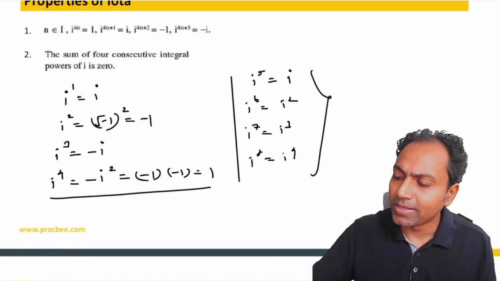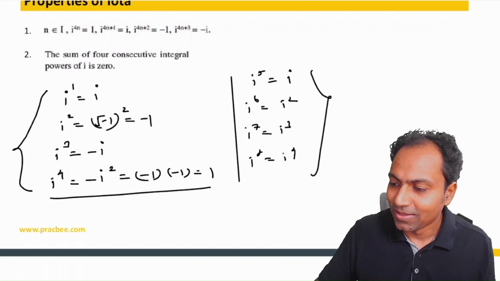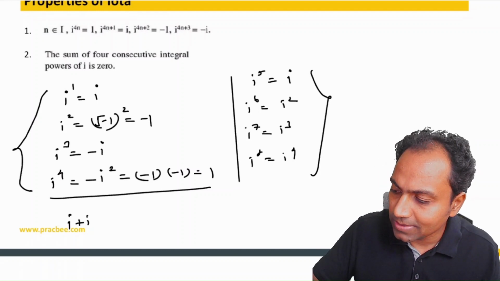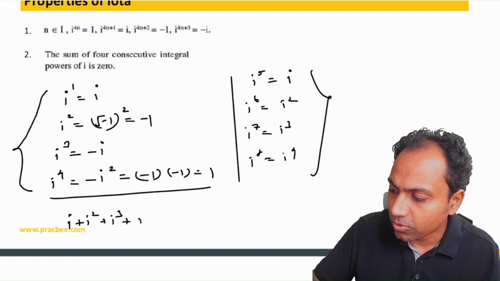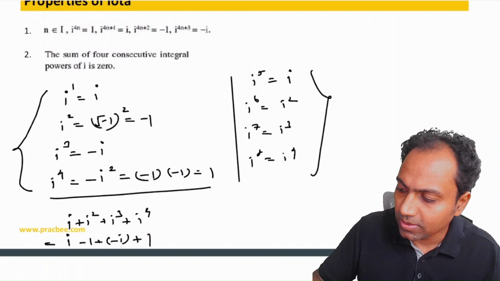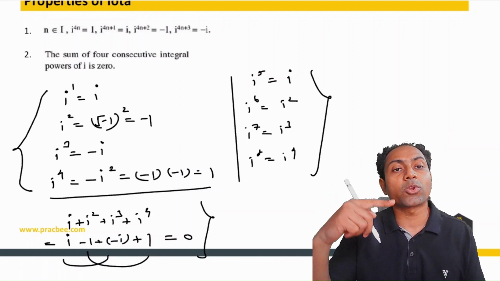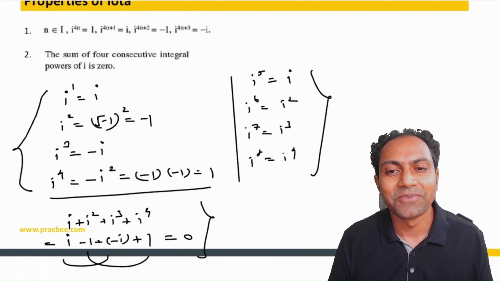Another interesting property is if you take these 4 consecutive powers of iota and add them. What it will become is iota plus iota square plus iota cube plus iota raised to the power 4. That is nothing but i minus 1 plus minus i plus 1. And if you see, now the terms are cancelling out and the answer becomes 0. So the next property says that the sum of 4 consecutive integral powers of i will always be equal to 0.